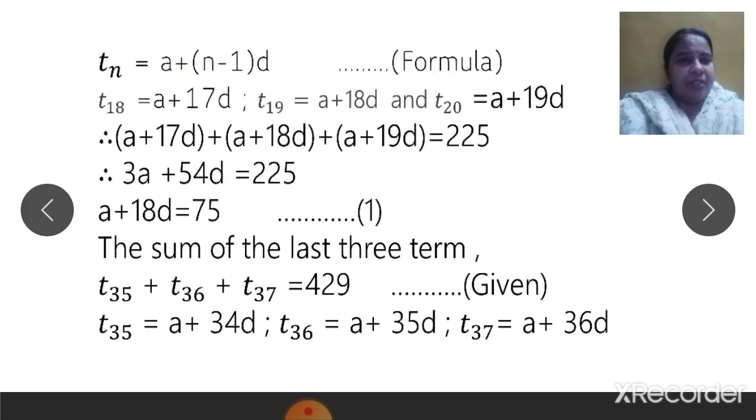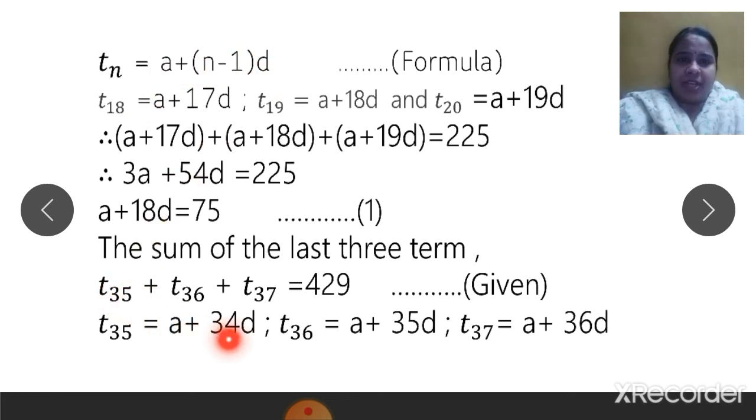So how can it be done? The sum of the last 3 terms. See, this was the last term 37, 36 and then 35. So T35, T36 and T37. These are the last 3 terms. How much is the total given? 429. This is the second condition. Correct? So now, the same way as I have done here, using the Tn formula.